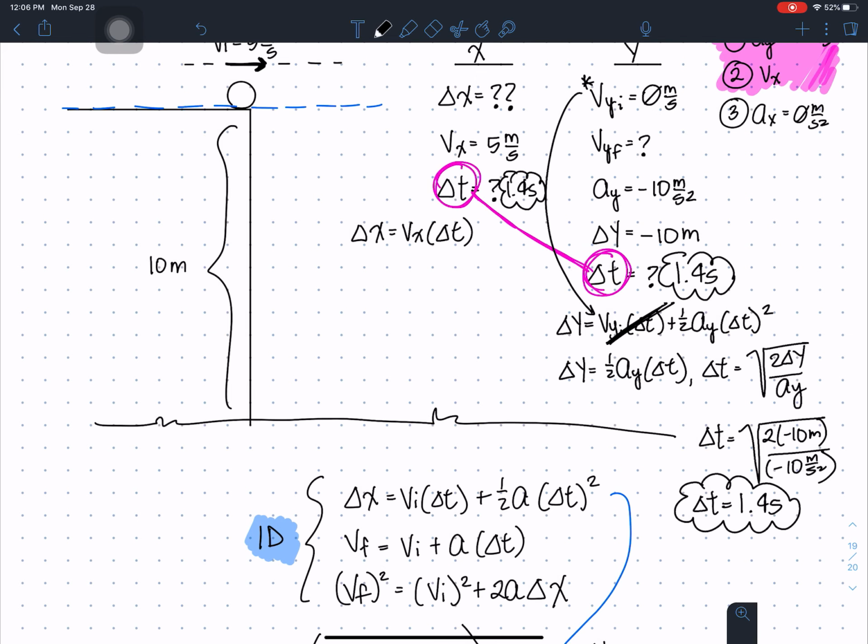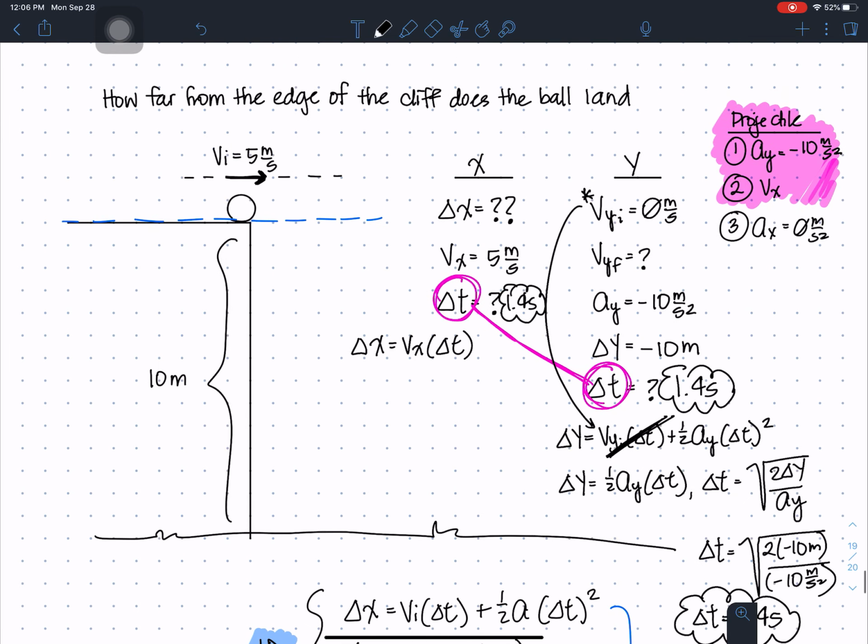And now I can come back to my delta x equation and I can say, well, delta x equals vxt, so that's going to be 5 meters per second times 1.4 seconds. And so our delta x for this problem is 7.07 meters. So the answer to this question of how far from the edge of the cliff does the ball land is 7.07 meters.